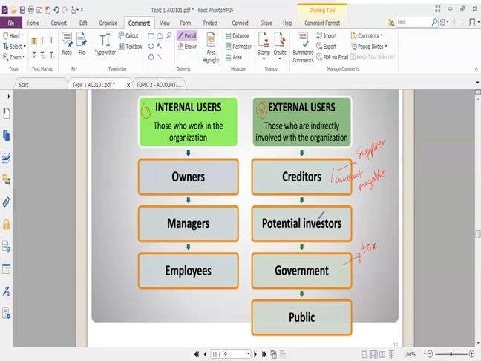Oh, it's different. Okay, creditors. Some parties that you lend from, and then you must pay maybe in a short term period. Okay, you must pay your debt to them. But a potential investor is someone that needs to be the owner of the business.